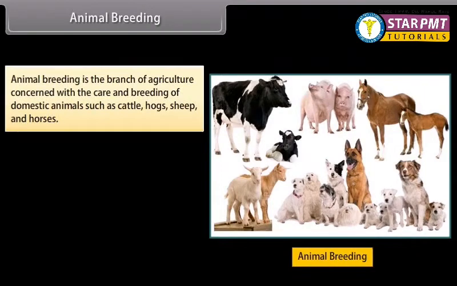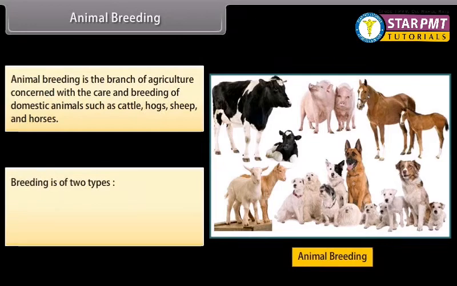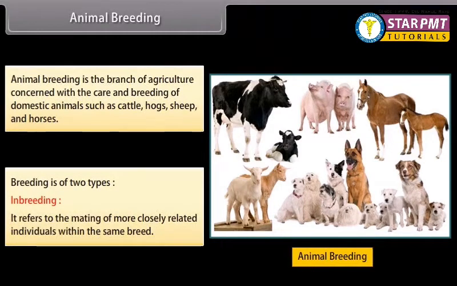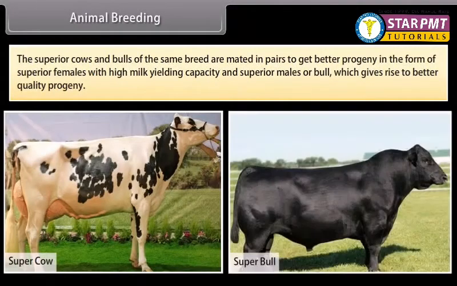Animal breeding. Animal breeding is the branch of agriculture concerned with the care and breeding of domestic animals such as cattle, hogs, sheep and horses. Breeding is of two types. Inbreeding. It refers to the mating of more closely related individuals within the same breed. The superior cows and bulls of the same breed are mated in pairs to get better progeny in the form of superior females with high milk yielding capacity and superior males or bull, which gives rise to better quality progeny.